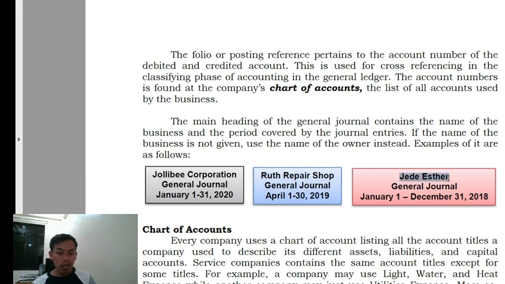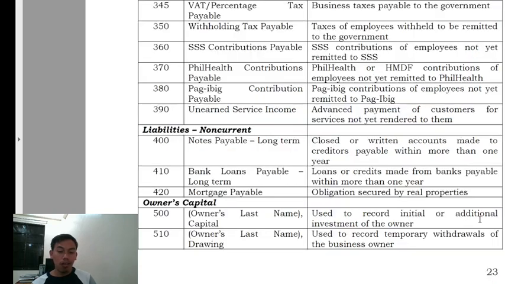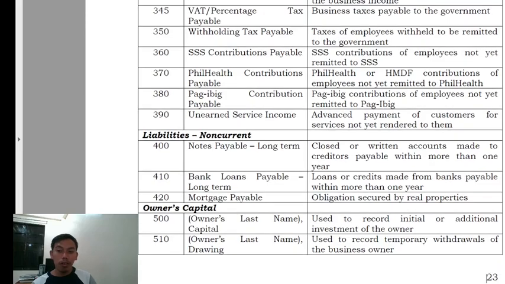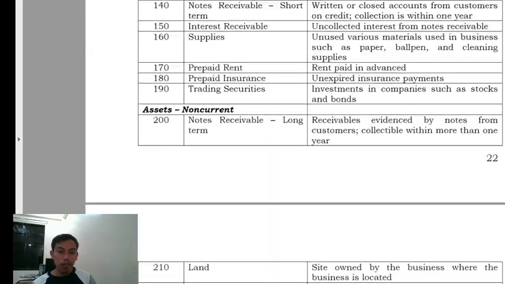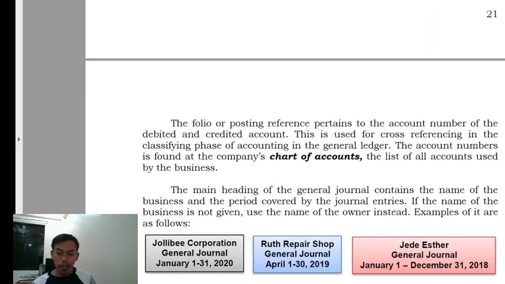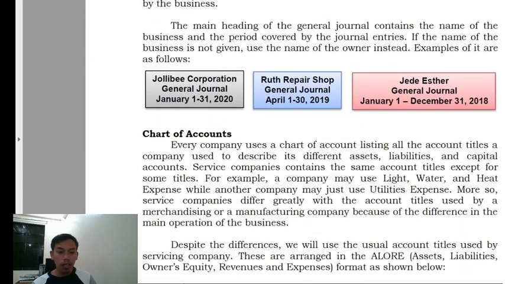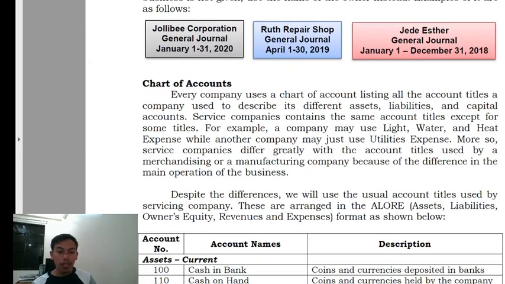So in this case, si Jed Esther, yung pangalan of the owner, then the General Journal, then it covers the period January 1 until December 31, 2018. So, kapag ganyan yung period covered, magkakaiba yung period covered na yan, depending on the given business transactions.